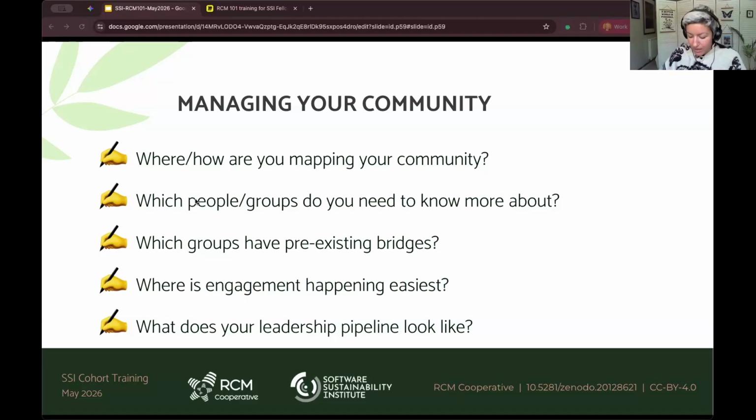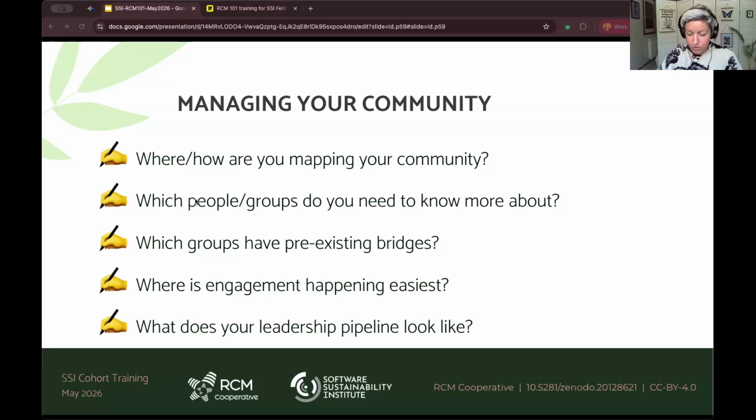It can be useful to look at where engagement is happening easiest. For example, if you're already getting loads of engagement with a particular segment of folks, an institution or something, recognize and value that and see what you can learn from that going forwards. And then I'm always thinking about this leadership pipeline.